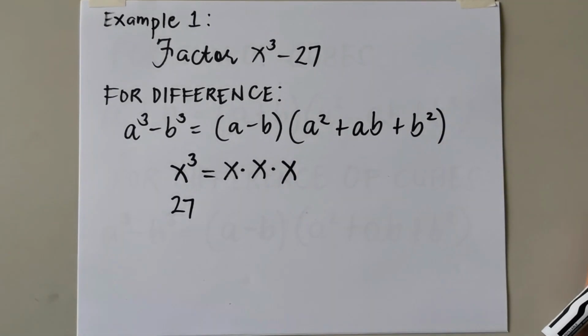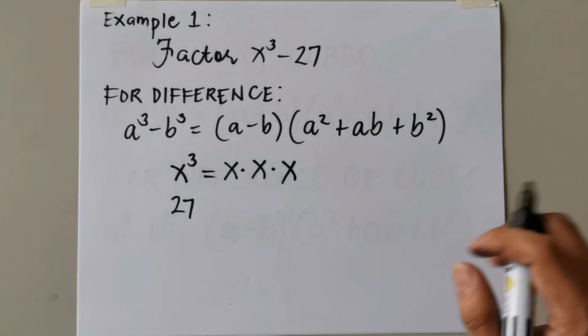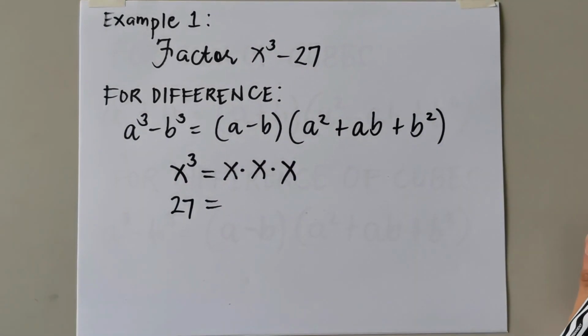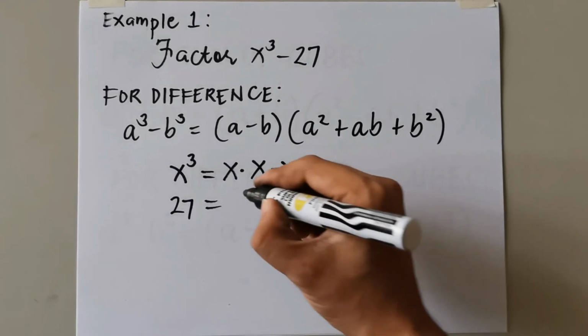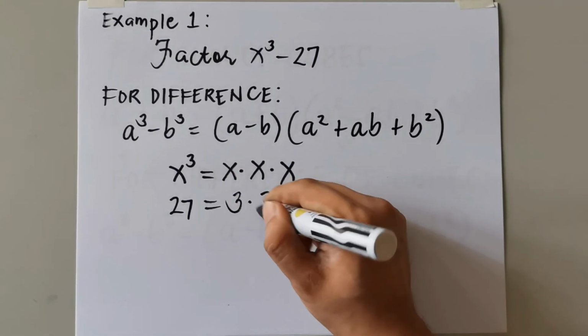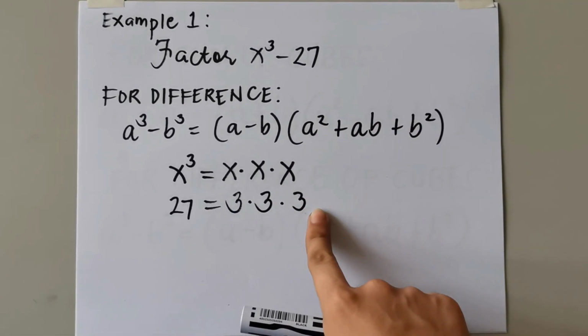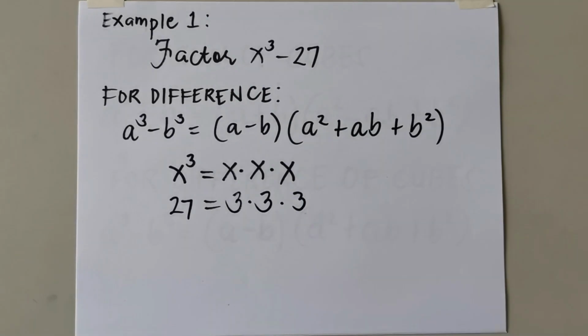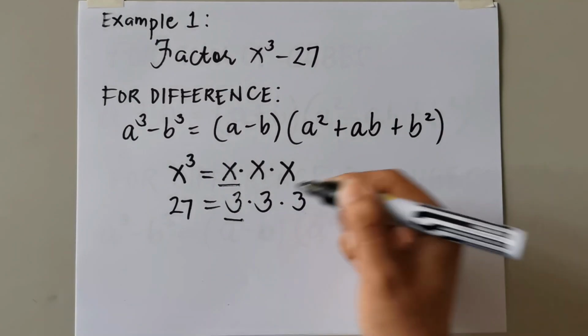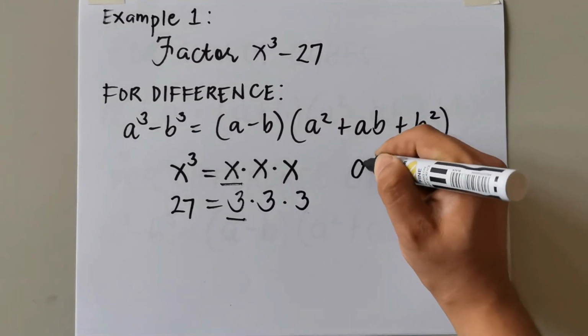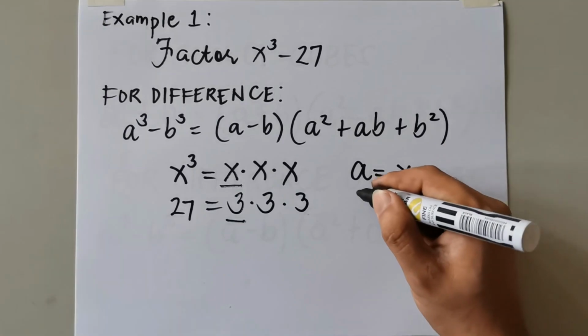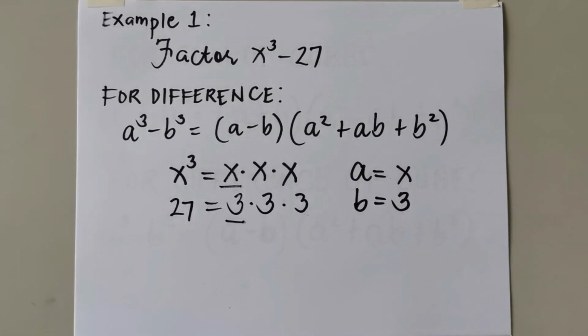Whereas for 27, think of a number that is when multiplied 3 times to itself will get 27. And as discussed earlier, that's 3 times 3 times 3, because 3 times 3 equals 9, and then times another 3 will get 27. So therefore, for x cubed, the cube root will be x, and for 27, the cube root will be 3. Now, all you have to do is to take note that a is equal to x and b is equal to 3.